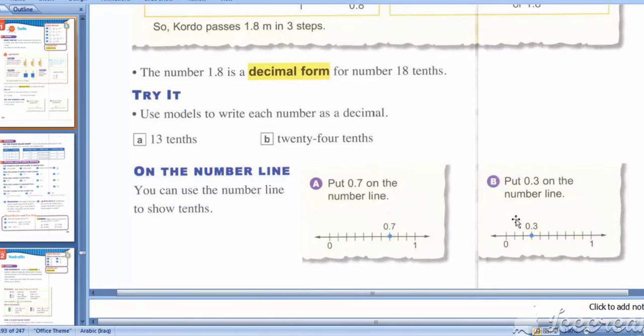And if you have 0.3, we also make it from 0 till 1. We make it in 10 equal parts. After that we count 3 parts. We have 1, 2, 3. Okay, put down 0.3 at this place.